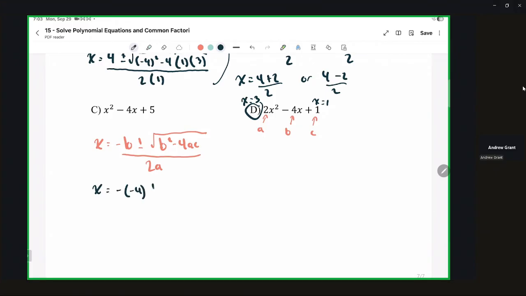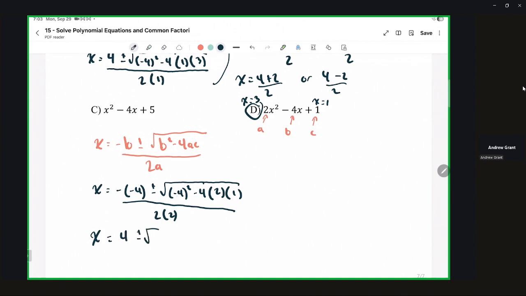negative negative 4 plus or minus the square root of negative 4 to the power of 2 minus 4 times 2 times 1, divided by 2 times 2. And so if we're cleaning this up, negative 4 will be positive 4 plus or minus the square root of negative 4 to the power of 2 is 16. Negative 4 times 2 times 1 will be minus 8, all over 4.